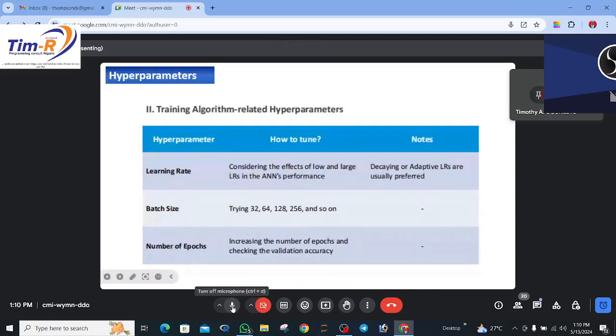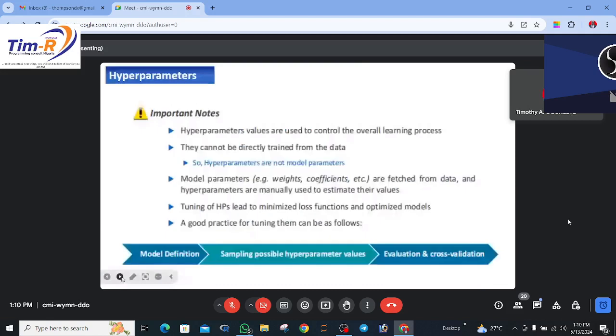So now we're going to look at some important things. Hyperparameter values are used to control the overall learning process. That's one thing we need to note. They cannot be directly trained from the data. They are values that we need to set in order to allow our model to perform very well, or for us to get a better output.